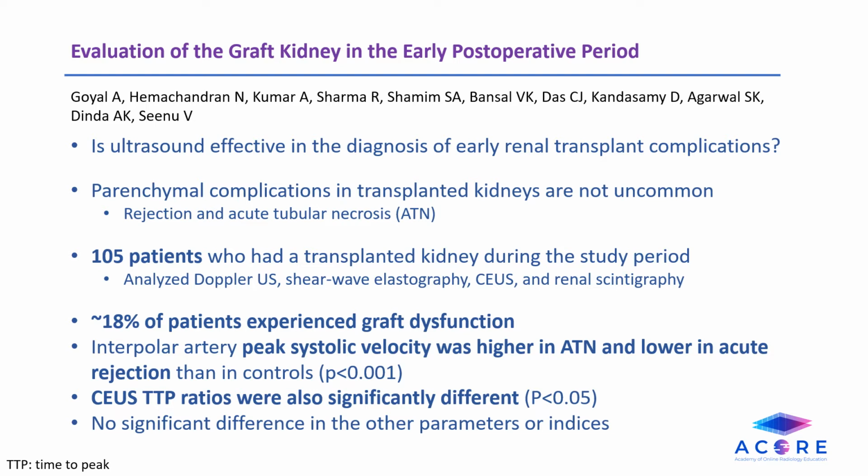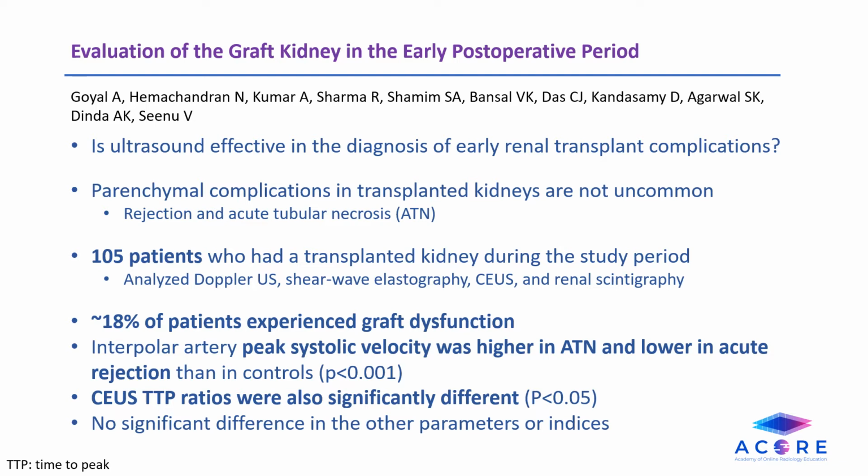They had 105 patients that had a transplant kidney in their study period, and they looked at Doppler ultrasound, shear wave elastography, and contrast-enhanced ultrasound, as well as renal scintigraphy, and they looked at a number of parameters and indices with those 4 techniques. What they found overall was that 18.1% of patients experienced graft dysfunction, and of the many things they looked at, the renal interpolar artery peak systolic velocity was significantly different in those who had graft dysfunction versus the controls.